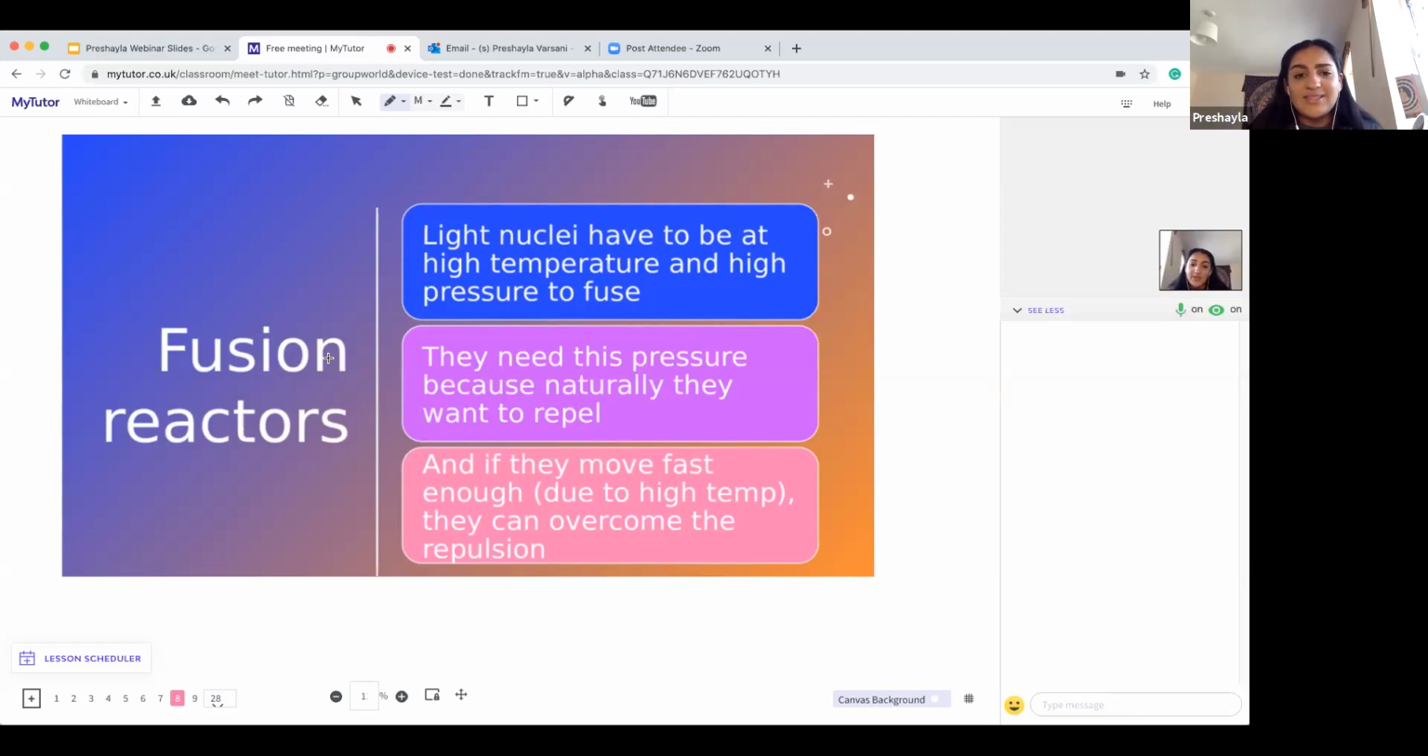Now, the reason that we need this high pressure and this high temperature is because naturally two nuclei want to repel each other. But if we get them moving fast enough, then they can overcome this repulsion and fuse. And the only way that we can get them to move fast enough is through either having a high temperature or a high pressure. So to be able to create this fusion, we need to have this high temperature or this high pressure.